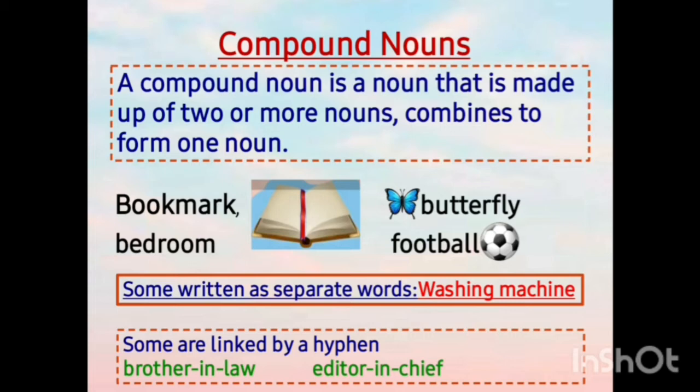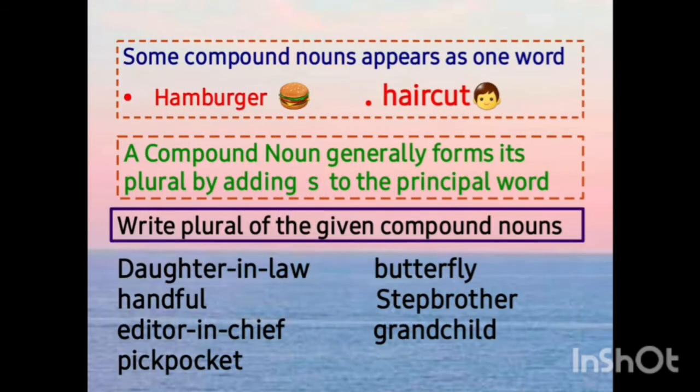Some compound nouns are written as separate words like washing machine. Some are linked by a hyphen like brother-in-law, editor-in-chief. Some compound nouns appear as one word like hamburger, haircut. To make the plural, a compound noun generally forms its plural by adding s to the principal word. This is an exercise related to this topic and it is already solved in your notes.